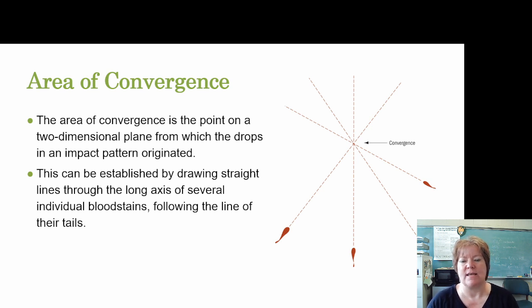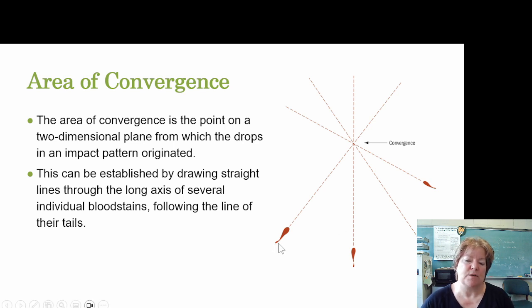The area of convergence is as if I flattened it down and there's no height, and I just want to say, where on the plane of the ground, what location did the blood come from? I don't know how high up it is, but I know it must have all converged from this. And it's simply established by getting all of my drops and making lines of which direction they were coming from, and where all the lines converge is my area of convergence.